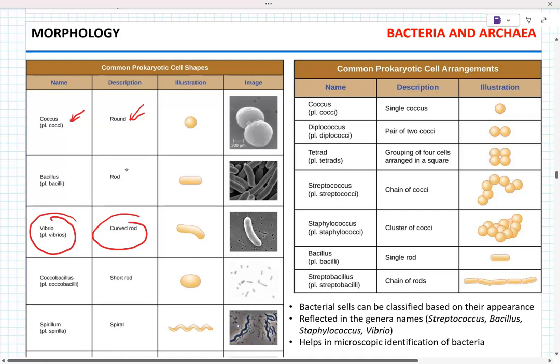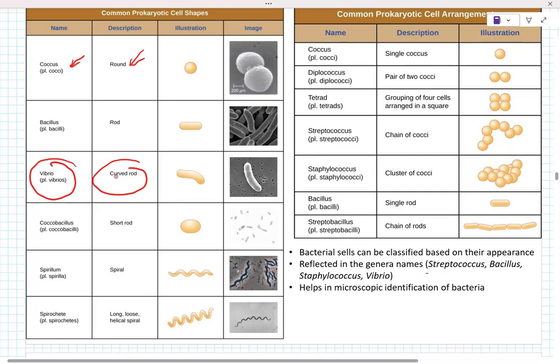So I'm not going to spend time on this. Obviously, some genera of bacteria are named just because of the shape, like Vibrio, Bacillus.